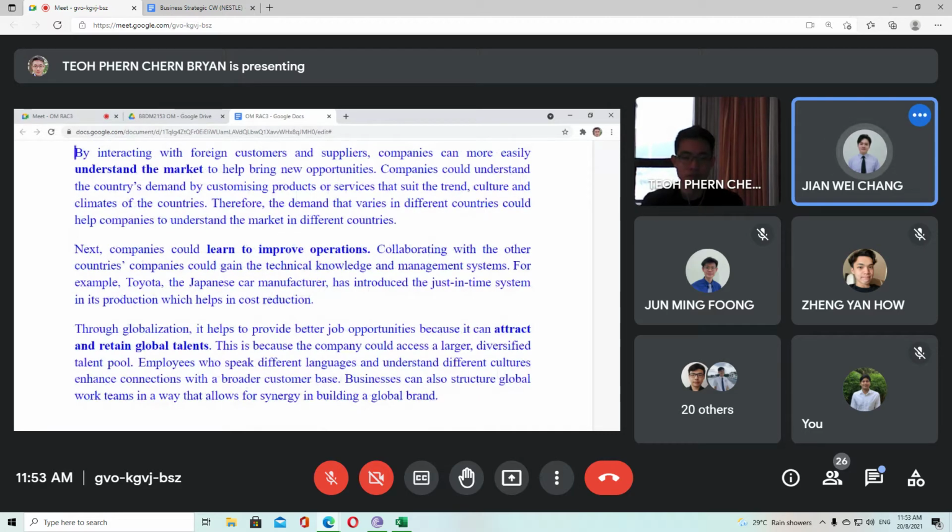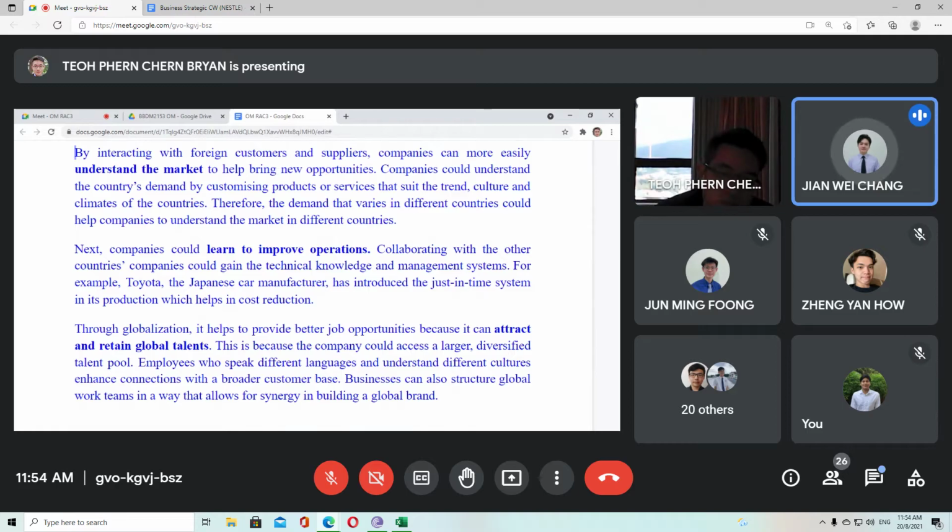Continue. Next is to can learn to improve operation. Cooperating with the other countries' company could gain the technological knowledge and management system. For example, Toyota, the Japanese car manufacturer, has introduced the just-in-time system in its production with help in cost reduction.